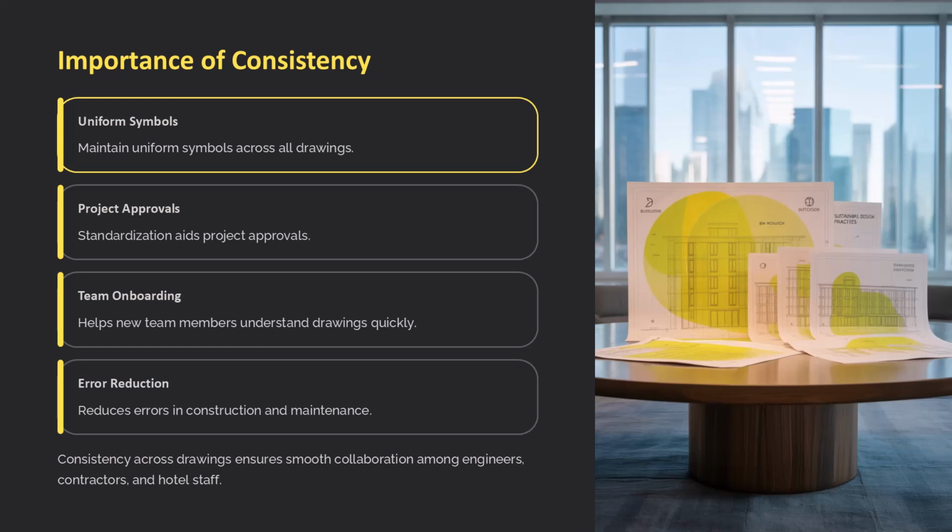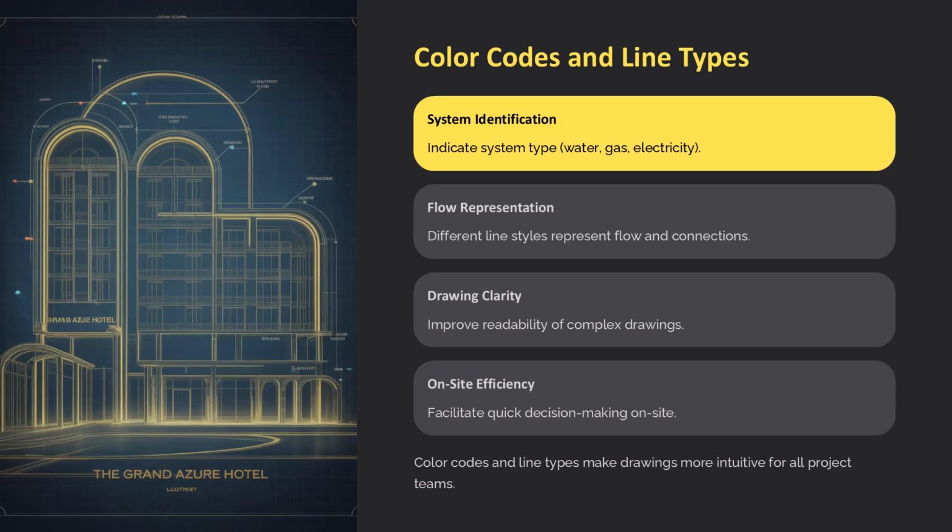Consistency is the invisible thread that ties a project together. Color codes and line types. Color codes and line types make drawings easier to read and interpret. Different colors may represent systems like water, gas, or electricity. Line types may indicate whether a pipe is for supply, return, or drainage. These codes improve clarity, especially in complex drawings.